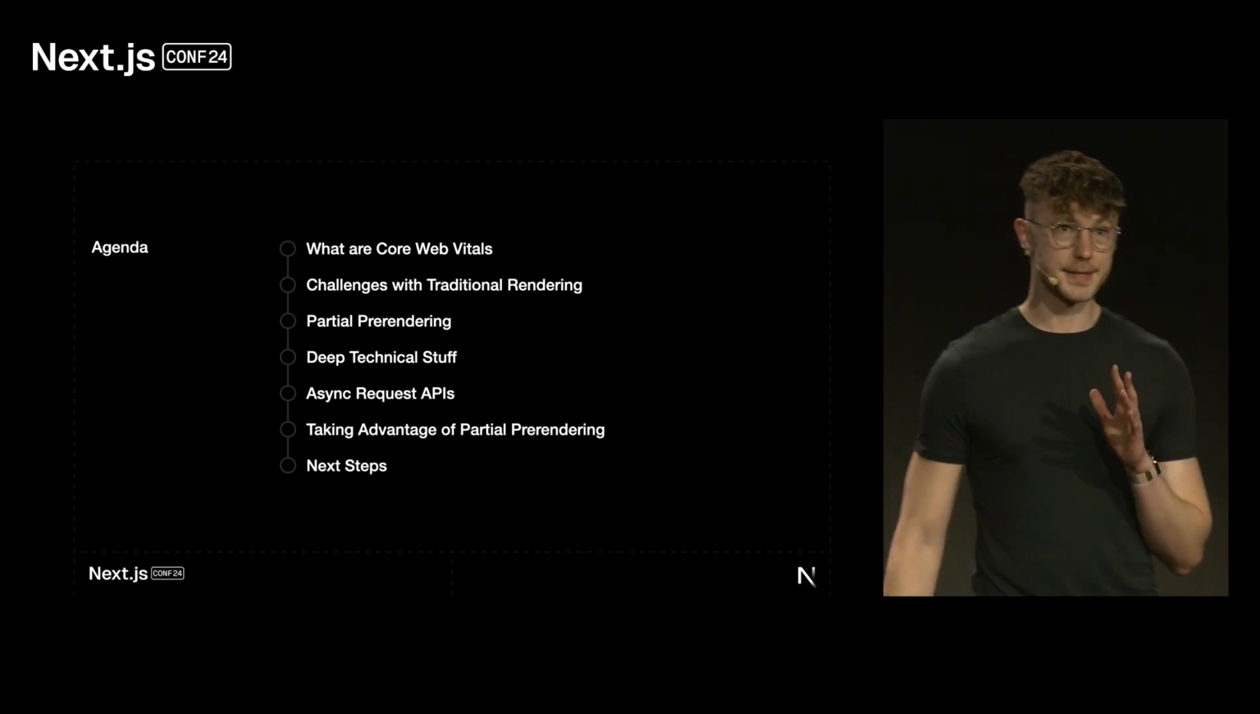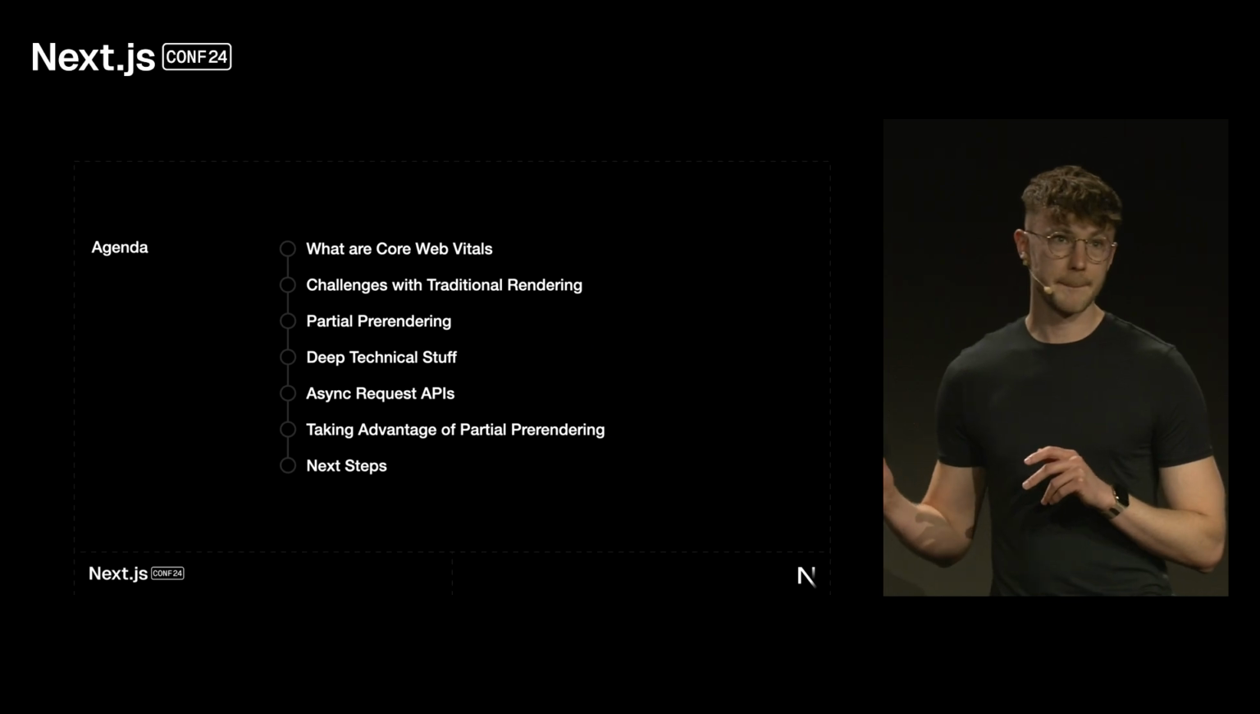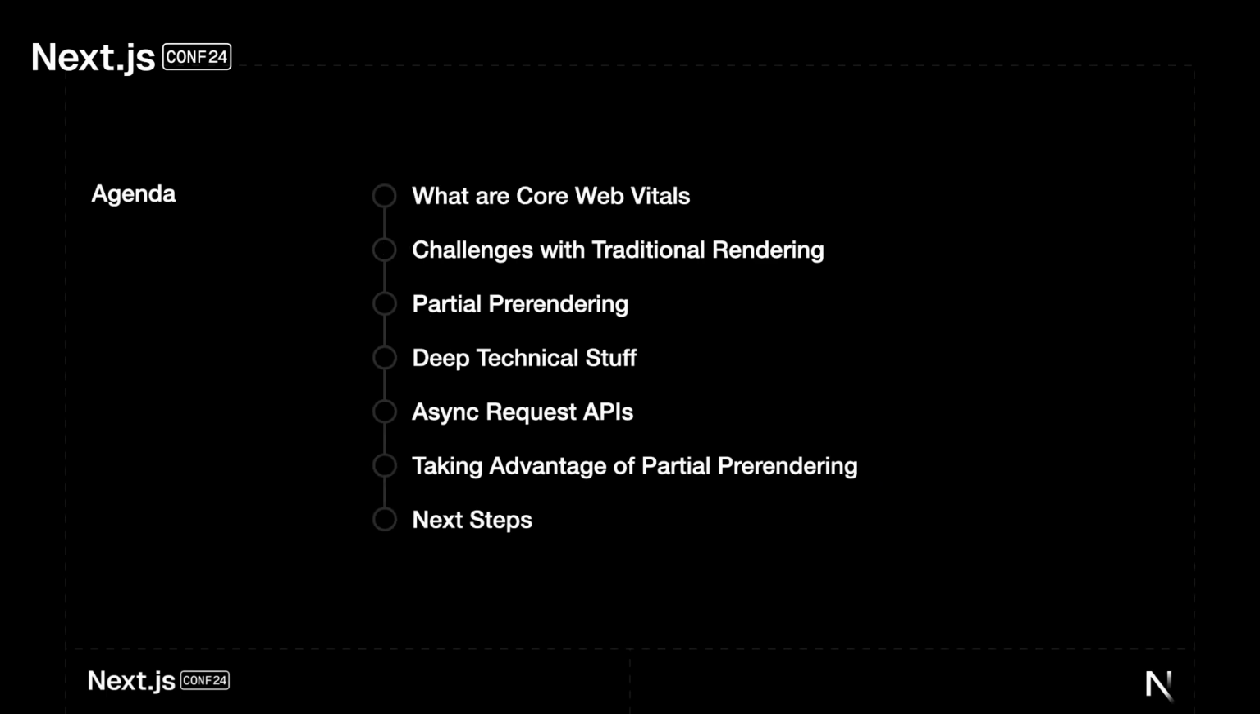First, we'll define the series of metrics that we use to measure site performance, Core Web Vitals, and how they guide our efforts in optimizing the user experience. Next, we'll discuss how Next.js renders pages today, what I'll refer to here as traditional rendering, and I'll break down the limitations of these methods and why balancing speed and functionality is a persistent problem for developers. This will lead us into Partial Prerendering. We'll cover how it works and what changes we've introduced since last year.